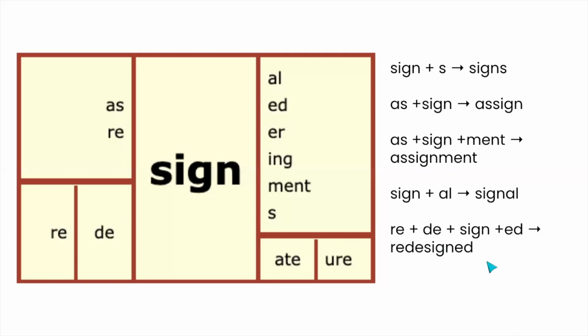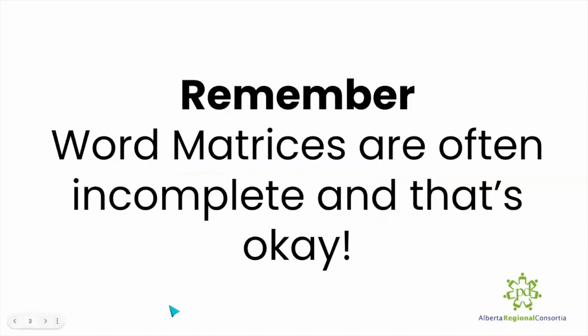You will notice that you can have multiple prefixes. You might end up with multiple suffixes. And the challenge here for your students is to think of how many words they can build in a word family using a word matrix. It's important to remember that word matrices are often incomplete, and that's okay. We can still use them, and we will update them as we begin to develop more understanding around morphology and how the word parts that we put together build words that we use every day.